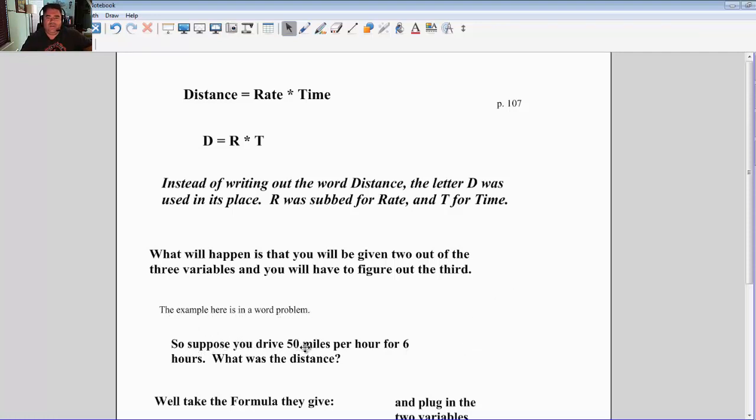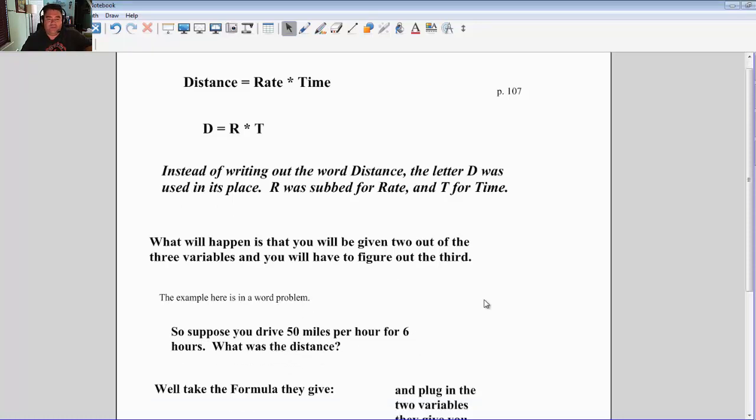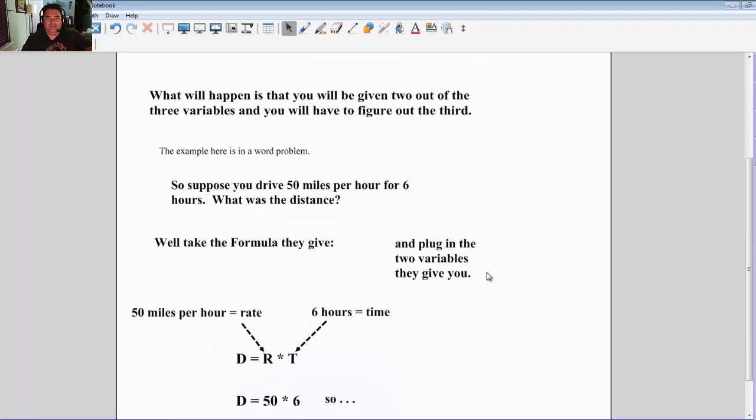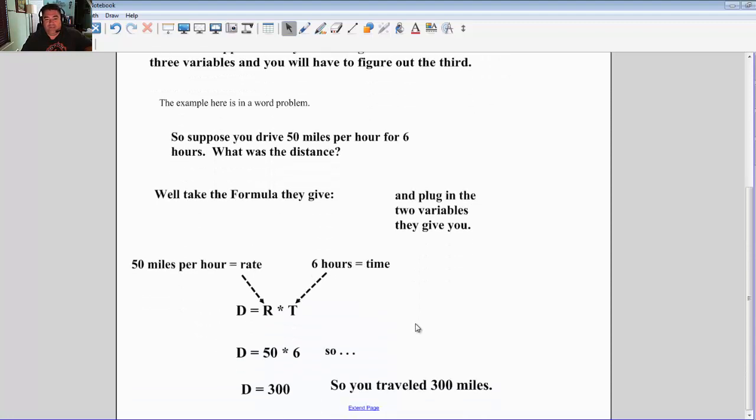So suppose you drive 50 miles per hour for 6 hours. What was the given distance? Well, let's take the formula distance equals rate times time. So, 50 miles per hour, and 6 hours is the time, so 50 times 6. Therefore, I can say, well, I went 50 miles an hour for 6 hours, so 50 times 6 is 300. Granted, this is a very basic formula, but it builds upon each other.